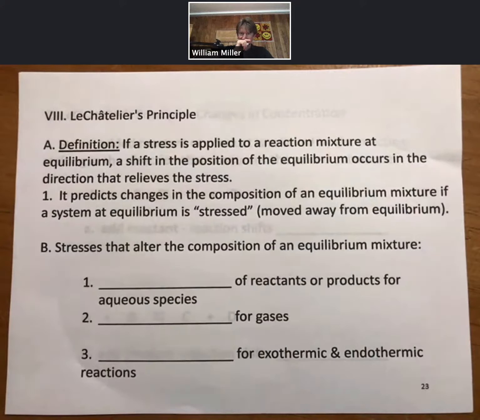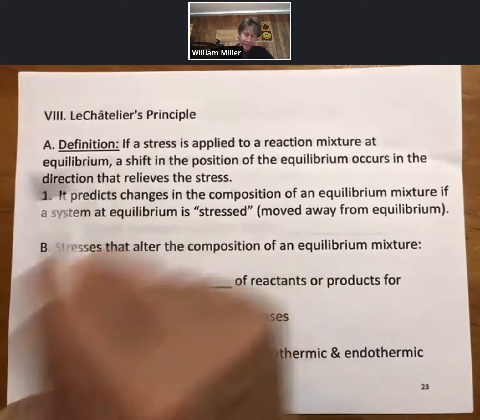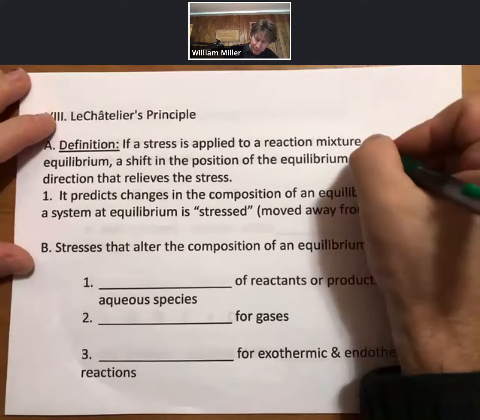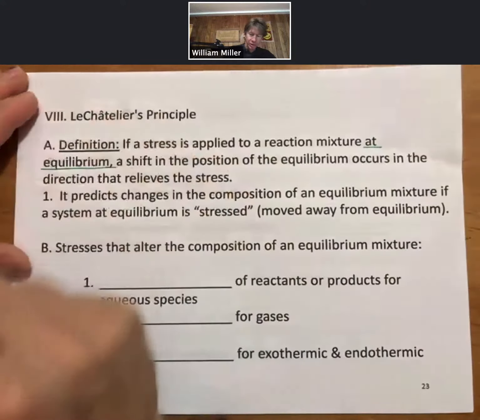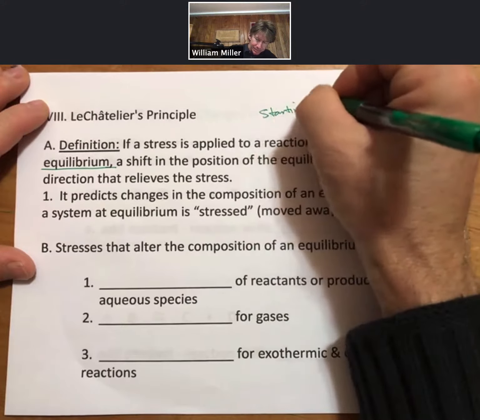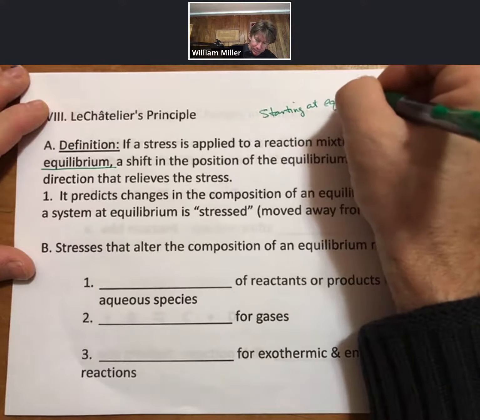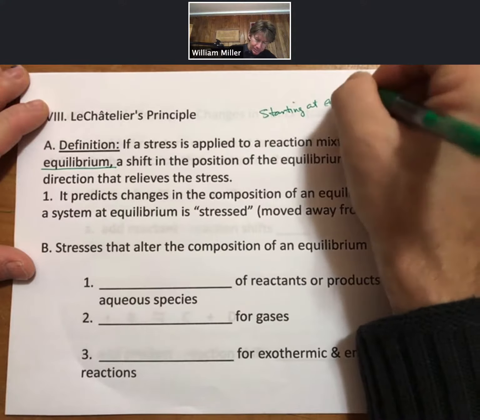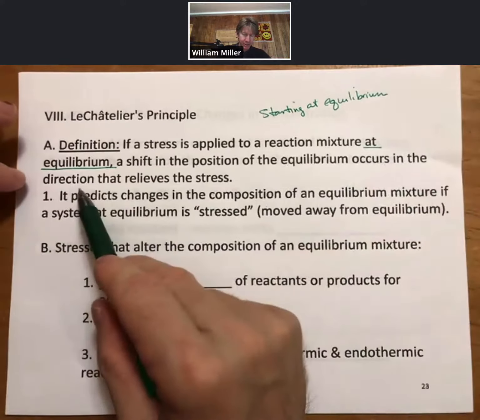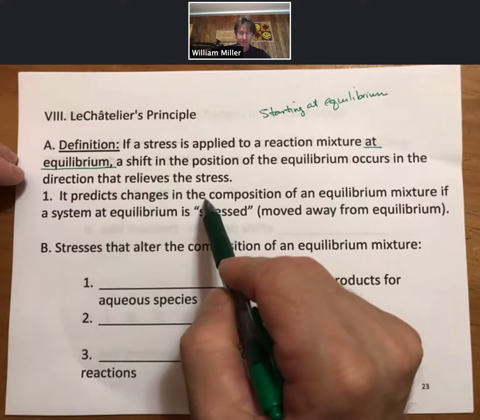Now let's talk about Le Chatelier's principle. The definition is: if a stress is applied to a reaction mixture at equilibrium, so you're starting at equilibrium, a shift in the position of the equilibrium occurs in the direction that relieves the stress.